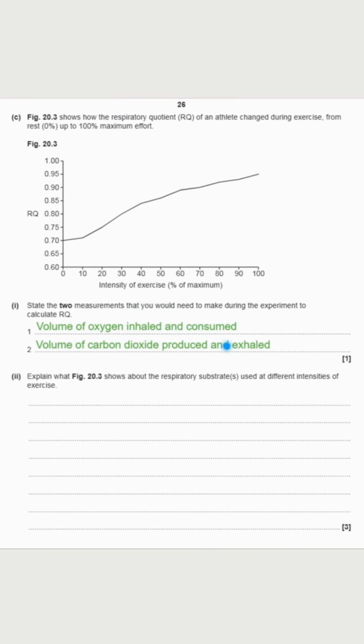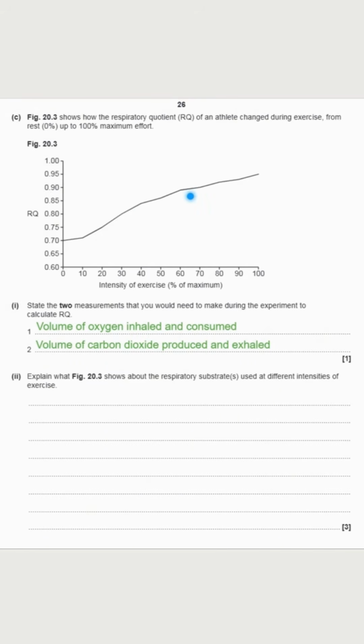For C part 2, explain what the graph shows about the respiratory substrates used at different intensities of exercise. Well, I've already touched upon how it's starting at 0.7, so that typically indicates lipids. So if they were resting at 0, it means they were respiring lipids at rest. But as they begin to exercise at a greater intensity, we can see that RQ value is increasing. So that typically indicates that they're going to be respiring carbohydrates.